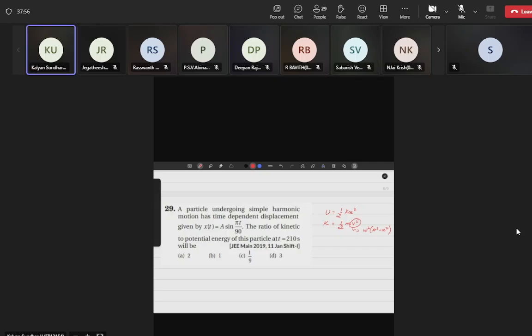Yes, sir. So they have given the time. So t is equal to 210 seconds. Substitute this value here and find out the displacement, the x value. Put the x here. Now the differentiation of this will be your v value, correct? Substitute the v value, and just find out further what the x parameter will be.